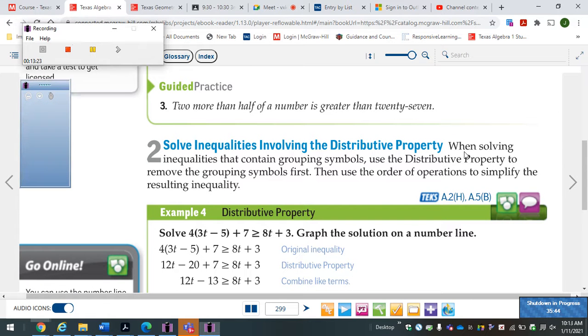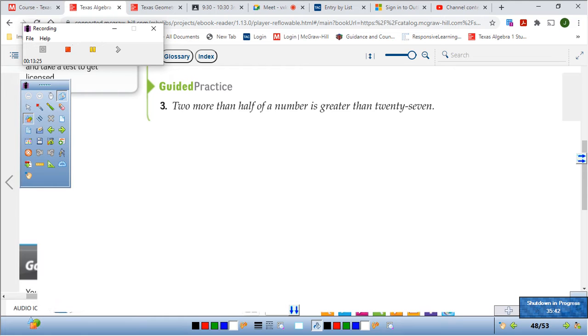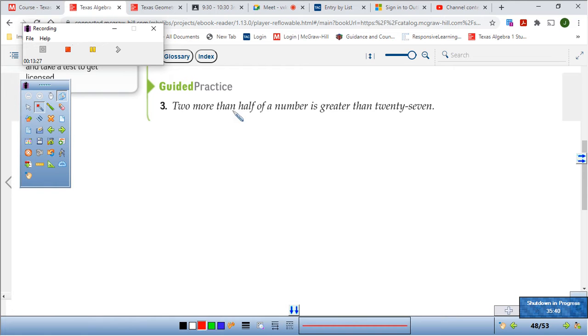Let's go and work on this one. 2 more than half of a number is greater than 27. 2 more. When you see this, guys, 7th grade math, you'll miss this. 2 more than means, when you have an equation, add 2. You gotta understand that already. Than means to throw it at the end of the equation.